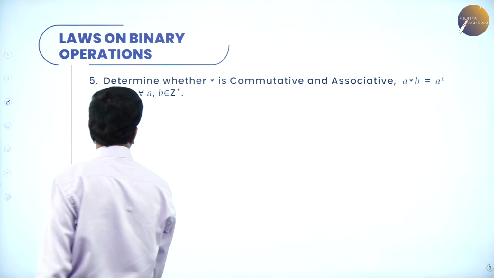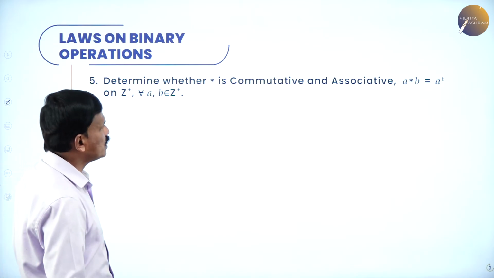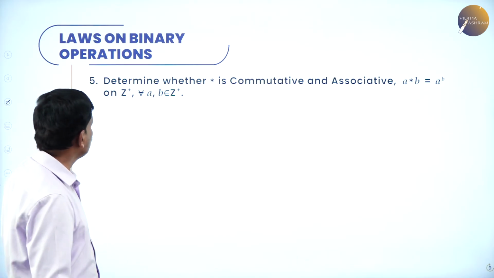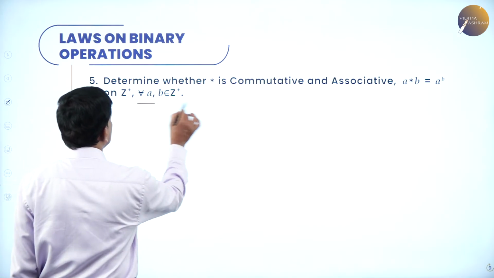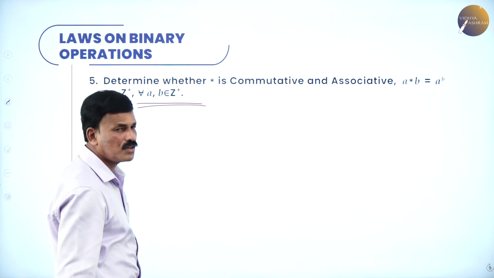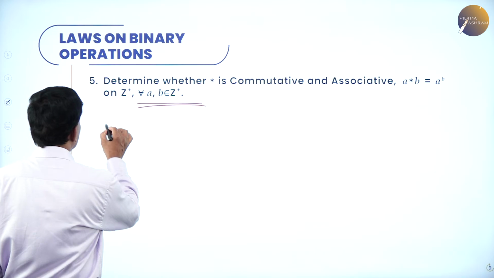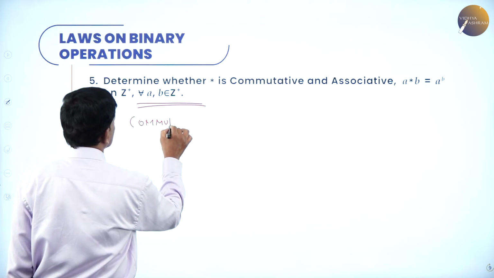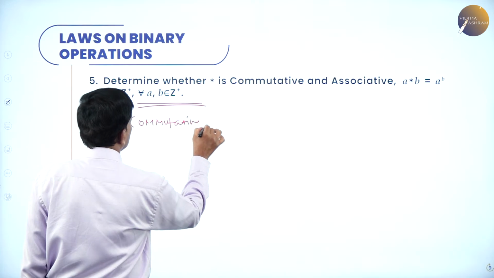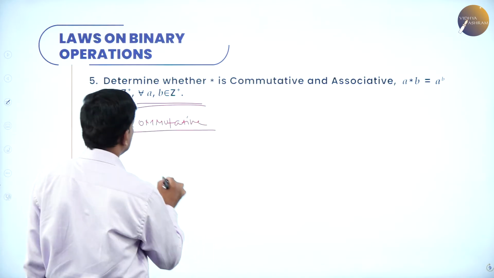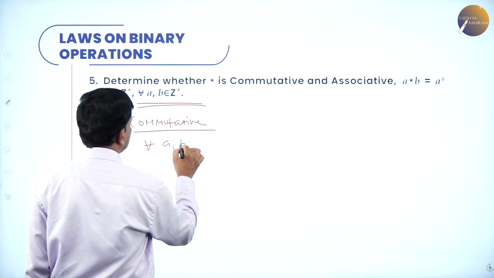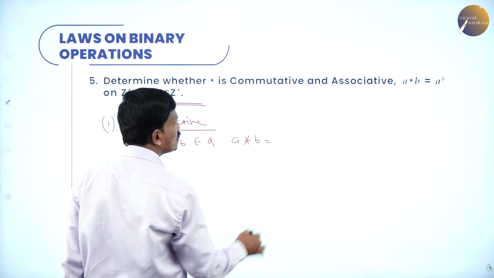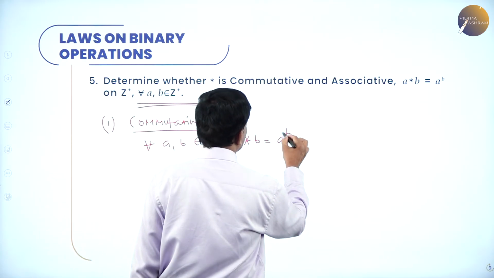See here. Determine whether star is commutative and associative on Z plus, where A star B is equal to A to the power of B for all A, B belongs to Z plus. Z plus is the set of all positive integers. Now, first let us come to the commutative property. Commutative law. What is commutative law? For all A, B belongs to Z plus, what is given? A star B is equal to A to the power of B.